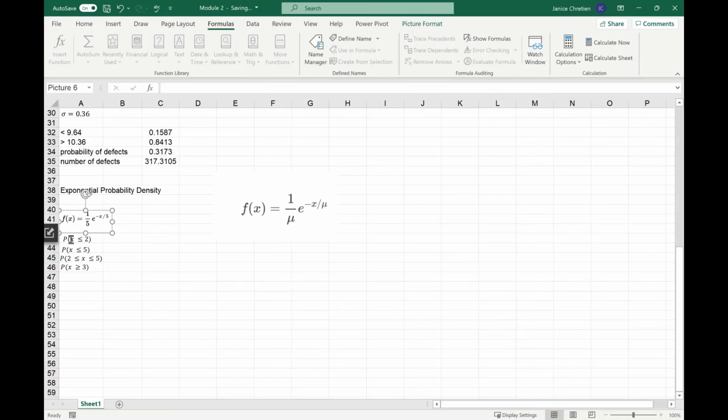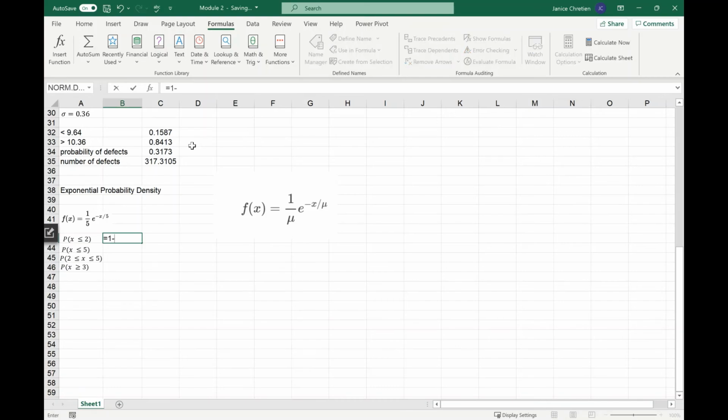P when x is less than or equal to 2, less than or equal to 5, or rather, between 2 and 5, and then greater than or equal to 3. So I need to know what my mean is. In this case, it's 5, because I need that to plug into this formula. And that's what we're going to do here. We're actually going to have to plug in this formula. So this is how it works.